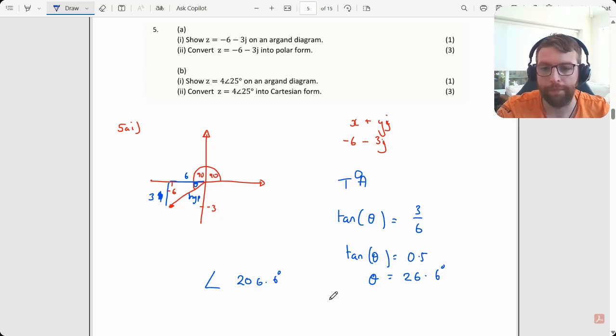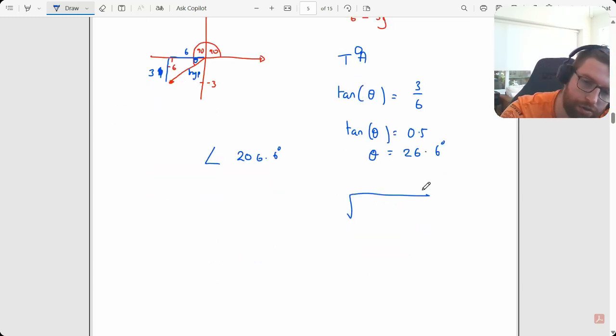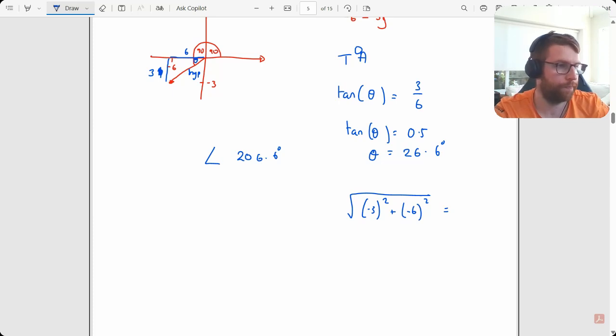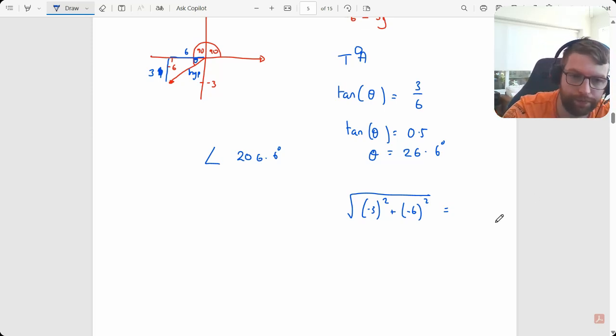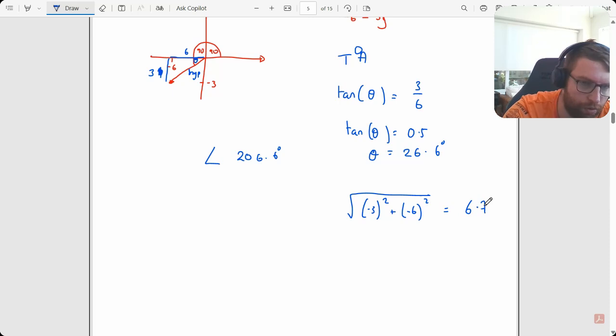And the number at the front here is the hypotenuse, and that comes from Pythagoras' theorem. So we just square the numbers. So we've got 3 or minus 3, you know, we're dealing with the same triangle either way. So minus 3 squared plus minus 6 squared, all square rooted. And we've got 9 plus 36, square root of 45. So 6.7, 6.71 we'll call it.